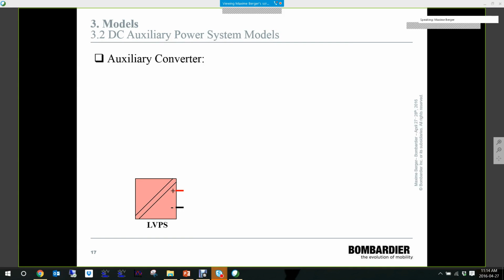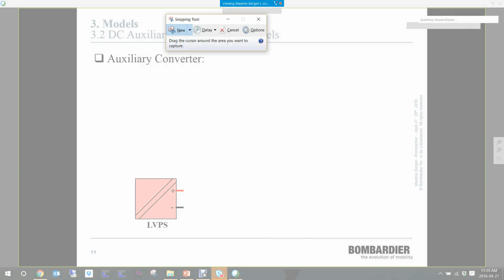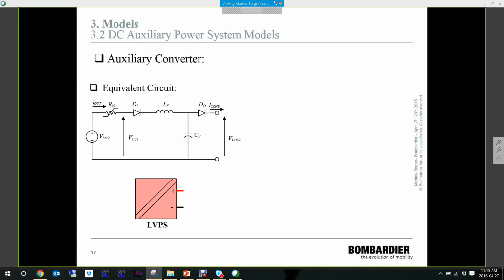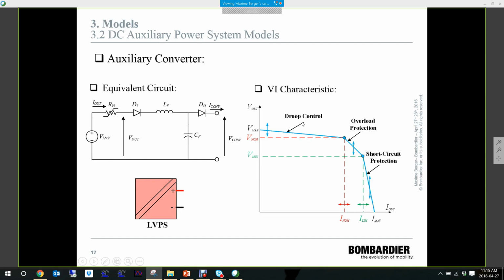Regarding the auxiliary converter, which is the LVPS, or low voltage power supply, it is modeled using an equivalent circuit. It is modeled by a voltage source behind a nonlinear resistance and an output filter. This voltage source, Vmax, and this nonlinear resistance, RVI, are used to replicate the VI characteristic of the converter behind its input filter. Typically, the VI characteristic is composed of 3 segments: the droop control zone, the overload protection zone, and the short circuit protection zone.